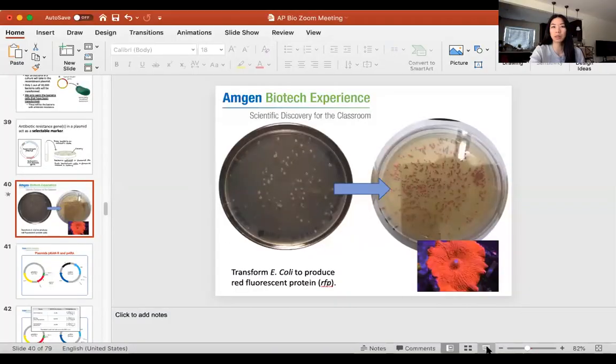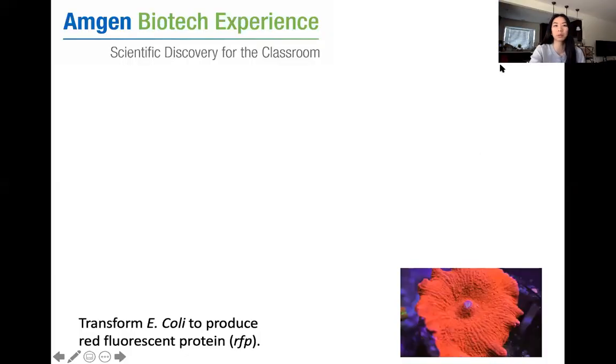Okay, so starting with the big picture. With the Amgen Lab, the whole point was putting together all these tools in biotech and you guys actually doing them. The big final product was to transform E. coli cells to produce red fluorescent protein, which is abbreviated RFP.